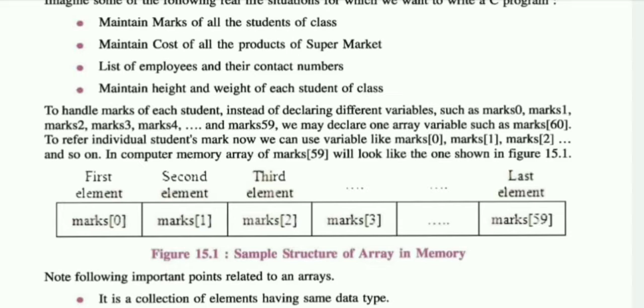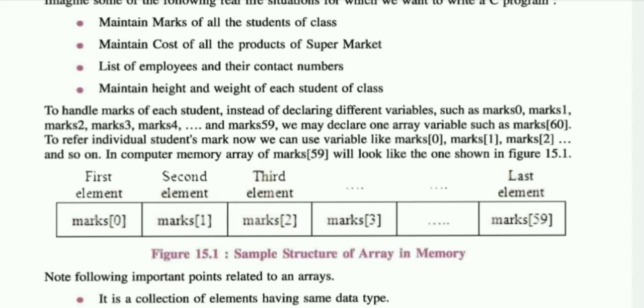So what you are thinking is that this is one variable, but this is not one variable. We are writing just one variable, and in brackets we are writing 60. So this writing is visible like one variable only, but internally in the memory, 60 separate blocks are there, and in each and every block one data will be stored.